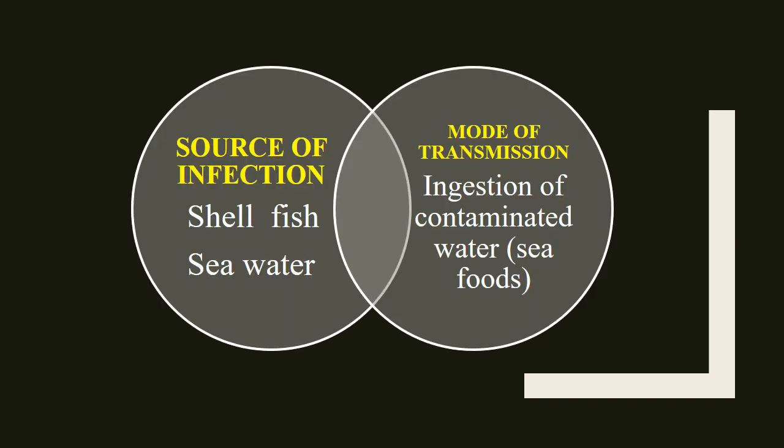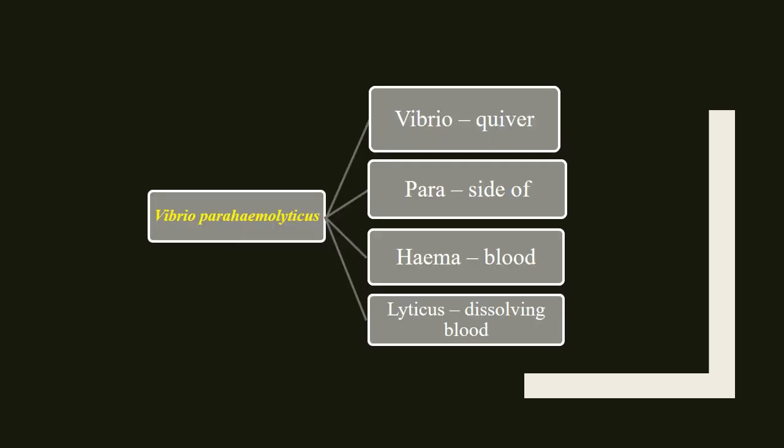The source of infection is shellfish and seawater. Mode of transmission is the ingestion of contaminated water and seafoods. Vibrio parahaemolyticus is derived from Latin words: vibrio, curved; para, side of; hema, blood; and lyticus, dissolving blood.